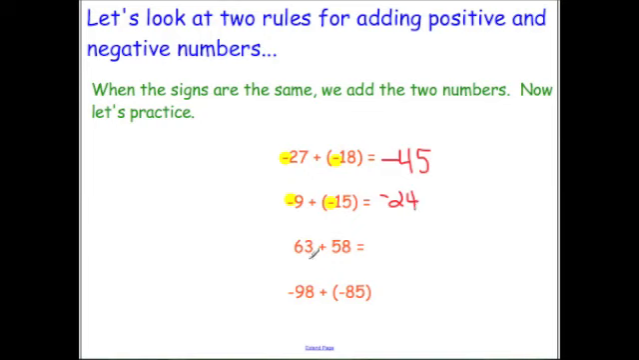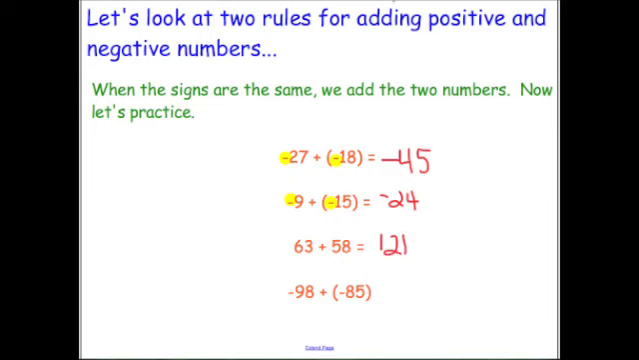If we look at our next example, we see that we don't have any negative numbers and we know how to just add straight across. We know how to add positive numbers, so we take 63 plus 58, which gives us 121.